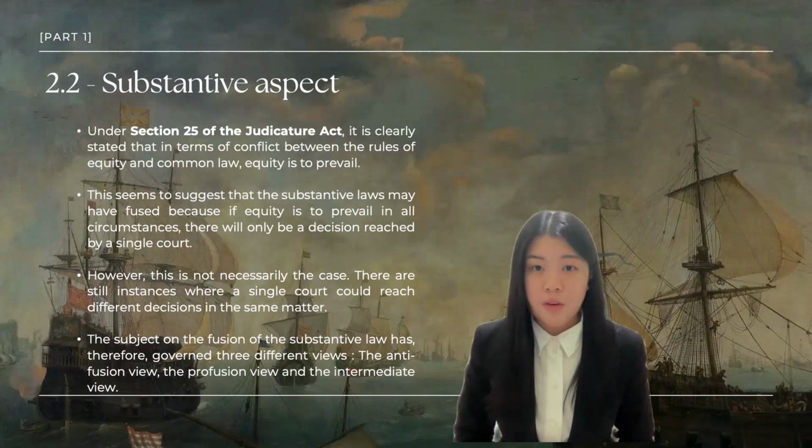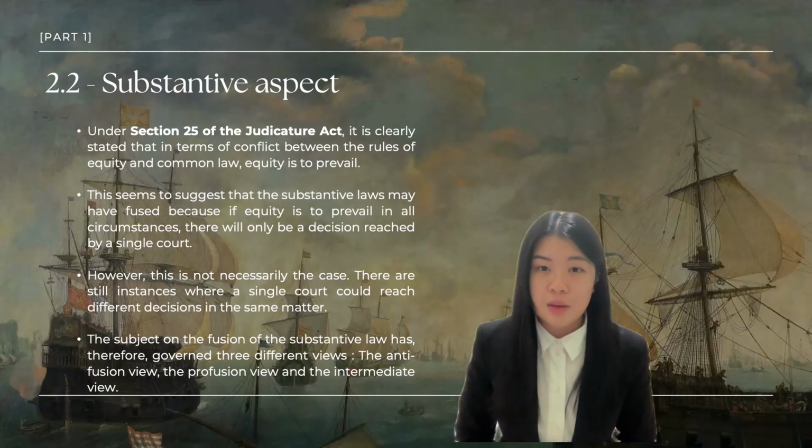Has the Judicature Act fused the common law and equity together? Under Section 5 of the Judicature Act, it is clearly stated that in terms of conflict between the rules of equity and common law, equity is to prevail. This seems to suggest that the substantive laws may have fused, because if equity is to prevail in all circumstances, there will only be a decision reached by a single court. However, this is not necessarily the case. There are still instances where a single court could reach different decisions in the same matter.